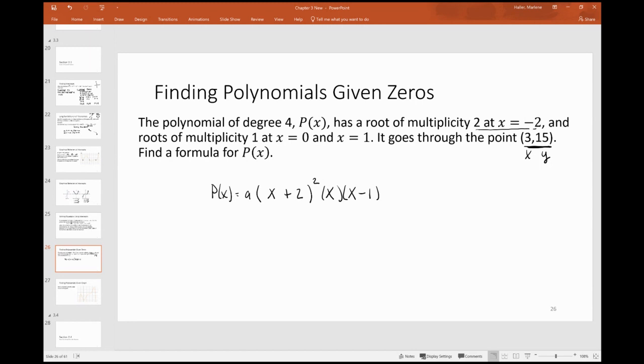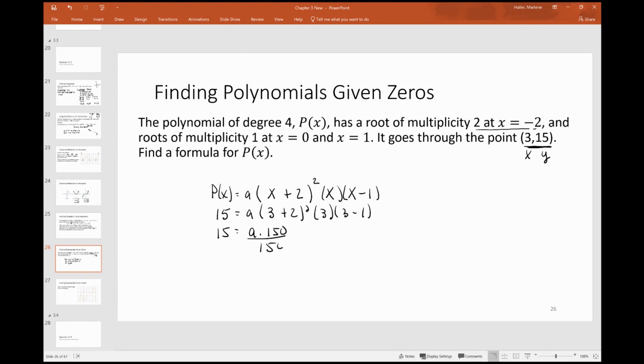All right, so we're going to plug 15 in for y. Well, p of x is function notation for y, right? So 15 equals a times, x is 3, so that's (3 plus 2) squared times 3 times (3 minus 1). Right, so what is that? 15 equals a times 3 plus 2, that's 5 squared, that's 25, times 3, that's 75, times 2, it's 150. A times 150.